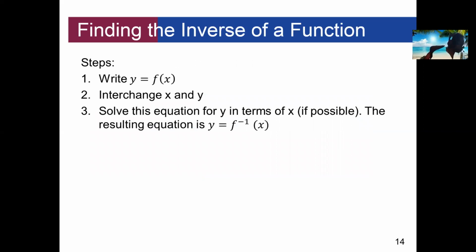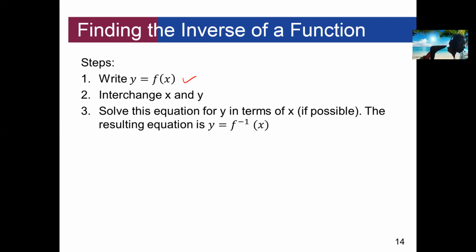Okay. These steps, I ordered a little bit from the book. If you look at page 222, the first step is the same. The second step in the book says to solve this equation for x in terms of y, if possible. And then the third is to interchange x and y. The resulting equation is y equal to the inverse function. Okay. And then it says that steps 2 and 3 in the book can be reversed.